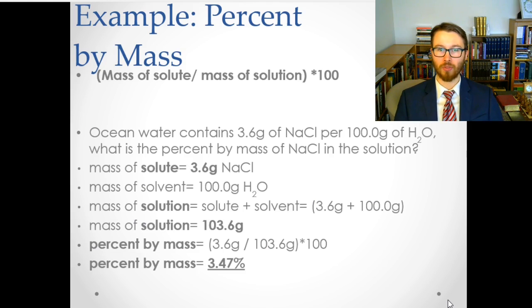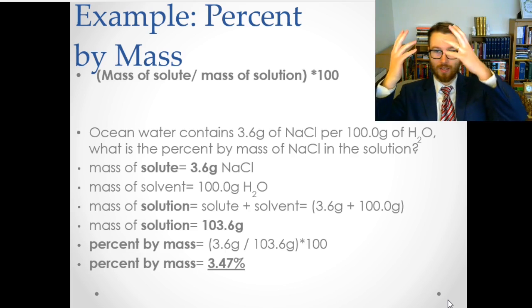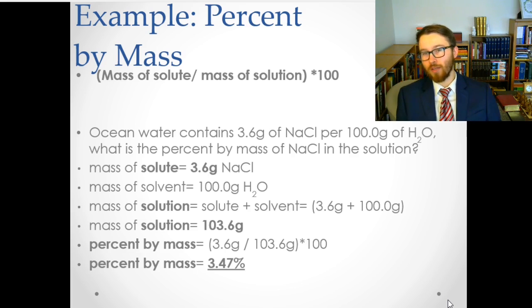First one, percent by mass. Now you'll have to forgive that I've typed it out instead of writing it out, because as you can see, I have many books here but no chalkboard. So you'll have to deal. Here's the equation at the top to remind you. It's mass of solute divided by mass of solution times 100.